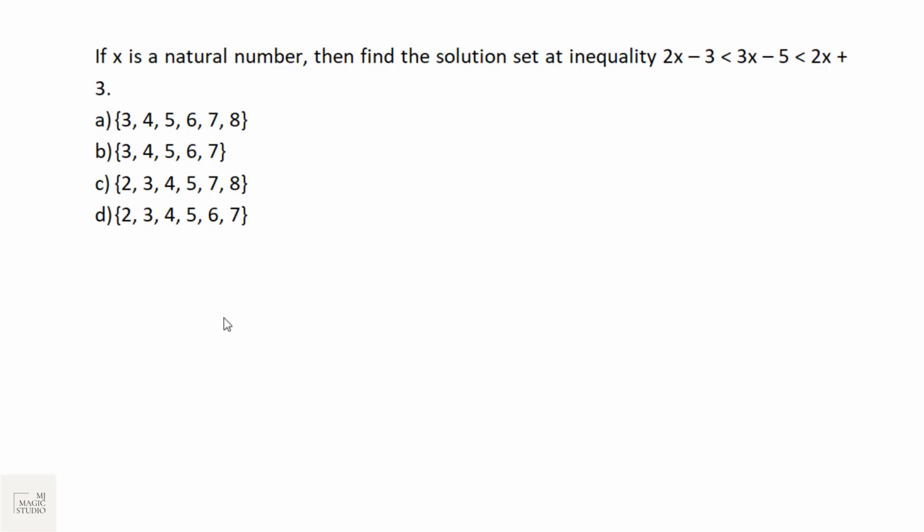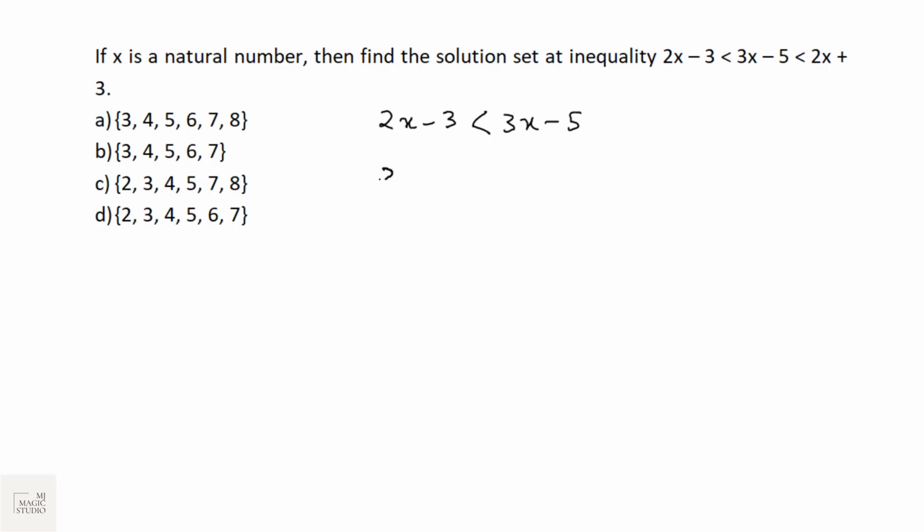So this session will start with inequality, and this inequality question can be expected in the advanced round, advanced numerical ability, quantitative ability, that is round 2. If x is a natural number, then find the solution set of this inequality. We'll take it pairwise. First, 2x minus 3 is less than 3x minus 5.